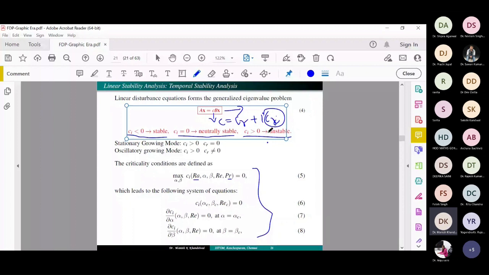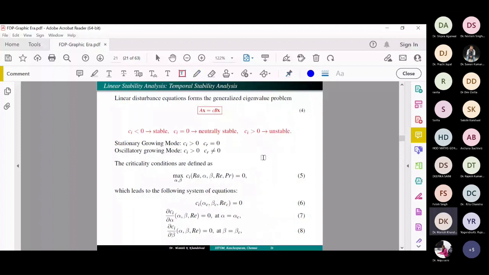If that CR is not equal to 0, that situation is called the oscillatory growing mode. And for the same CI, if we see the corresponding CR equal to 0, that is called the stationary mode case. So from an analysis point of view, we have to capture this type. This is the oscillatory mode, and this one is the stationary mode.